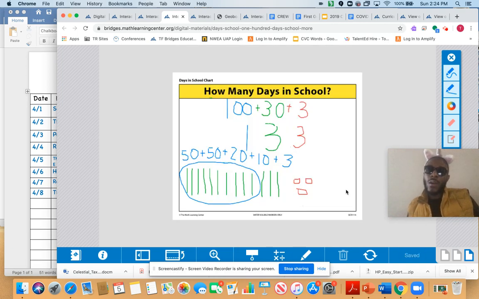So let's go to our chart of how many days in school we've been. Yesterday we were in school for 133 days. Today we've been in school for 134 days. So I'm going to read this: 133. What number do I have to change, and what place value? If you said the ones place, which is the 3, you're right. So I'm going to change this number to a 4.